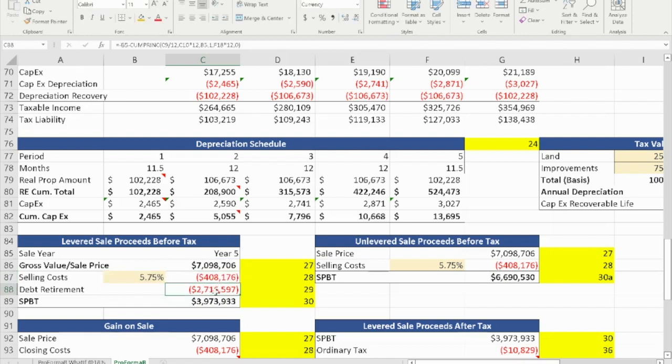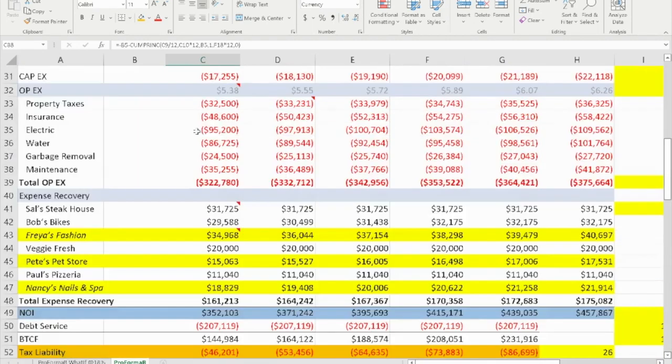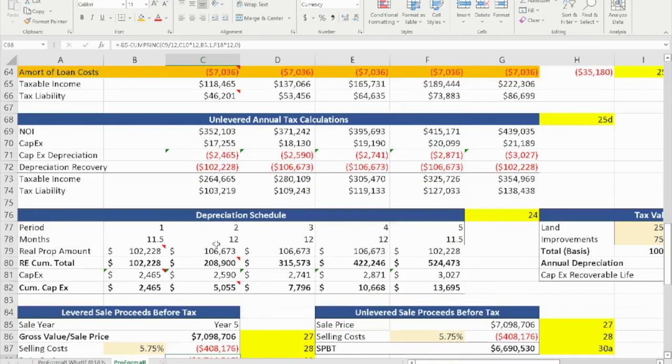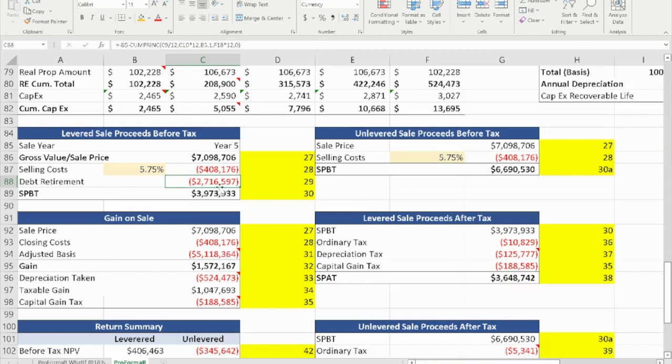And the debt retirement is a little tricky for a lot of people. This is the remaining balance, basically after 5 years. How much do you still owe the bank for this loan that you took? Remember, the loan started off at $3,089,000 and some change. You want to know how much you owe after 5 years.